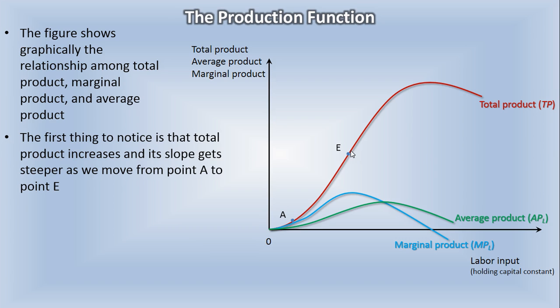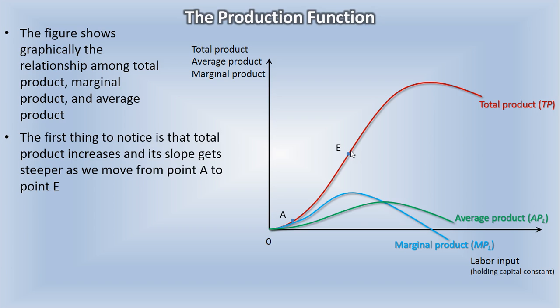So that is plotted as its own curve down here. So we see between A and E, a few more people are being hired, the tasks are being divided, efficiency is being achieved, and so the marginal product of labor is increasing over that initial range. But then something happens at point E.